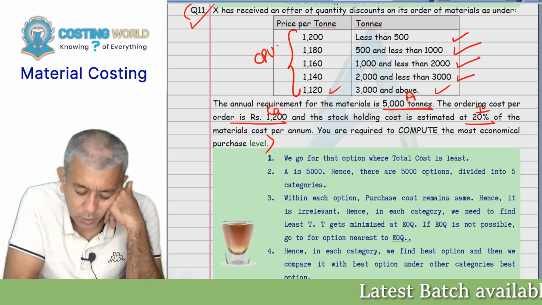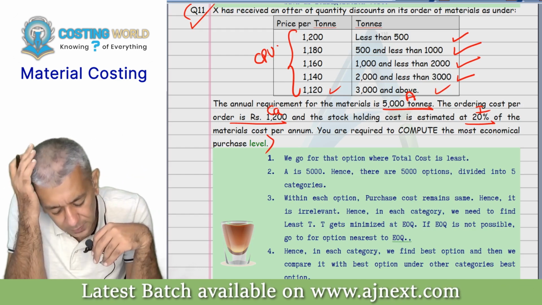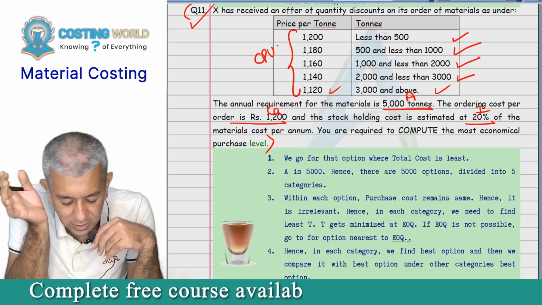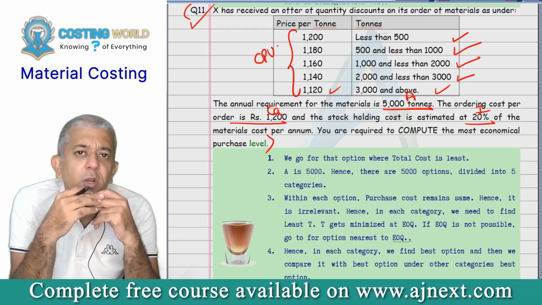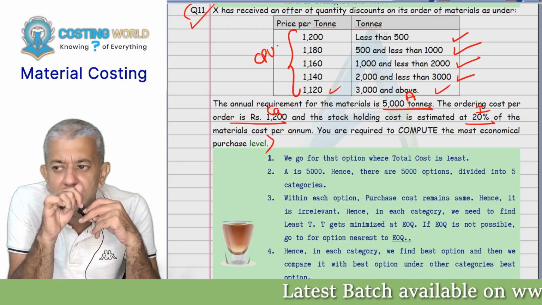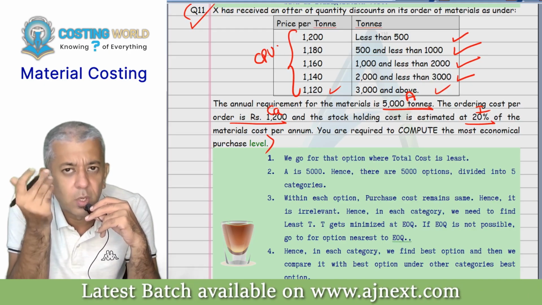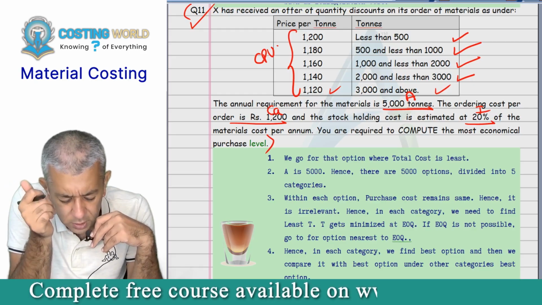Annual requirement for the material is 5000 tons. The ordering cost per order is 1200 and stock holding cost is estimated at 20% of material cost per annum. You are required to compute the most economical purchase level. So what you have to do is whatever you all have done since yesterday. Try to find out the most economical purchase level. Most economical purchase level means in this particular case, how much should I order at one time? Most economical means most cheapest. Okay, most cheapest purchase level.